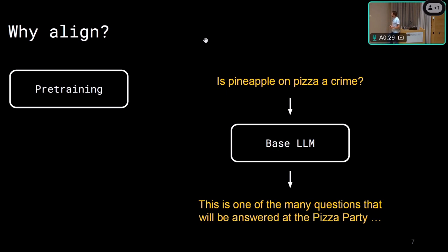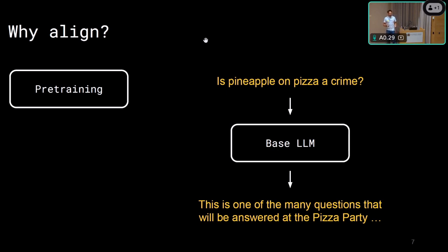This gives you at the end something called a base language model or a pre-trained language model. This is a very capable model. It can autocomplete your text with a reasonably high degree of accuracy. And if you ask it a question, for example, is pineapple on pizza a crime? It will just autocomplete based on what it's seen in the training data.